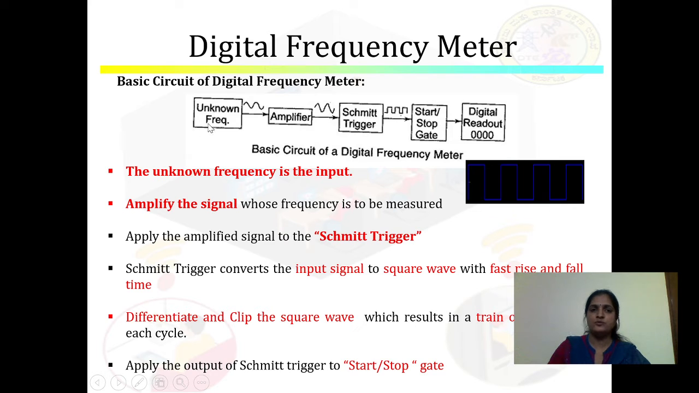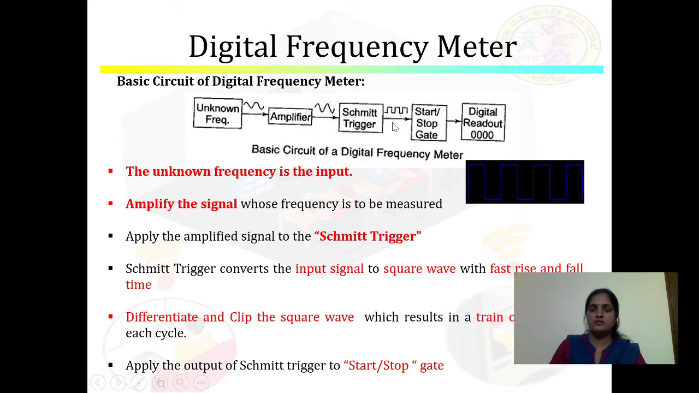Initially the unknown frequency signal has to be amplified, because it has to go through further devices. That's why we strengthen the signal through an amplifier stage. Next, after performing the amplification, we apply the signal to the Schmitt trigger. The Schmitt trigger is a circuit which converts the input signal to a square wave with fast rise time and fall time. Differentiating and clipping the square wave gives a train of pulses.